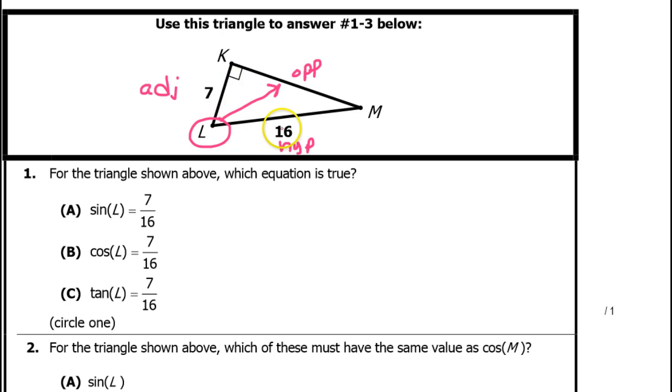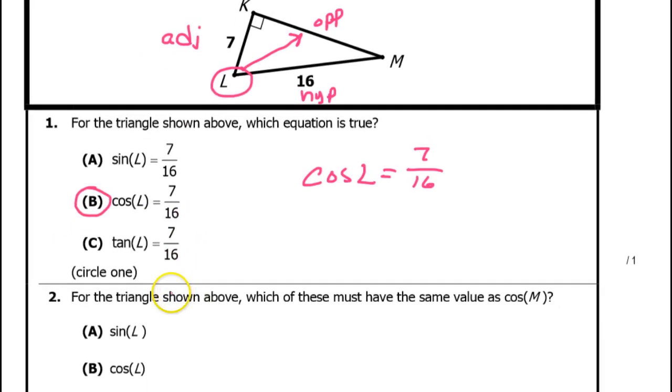The one that's close by is adjacent. So the two numbers that I have are the adjacent and the hypotenuse. So that tells me that the cosine of L is equal to 7 over 16, adjacent over hypotenuse. So that answer is B.